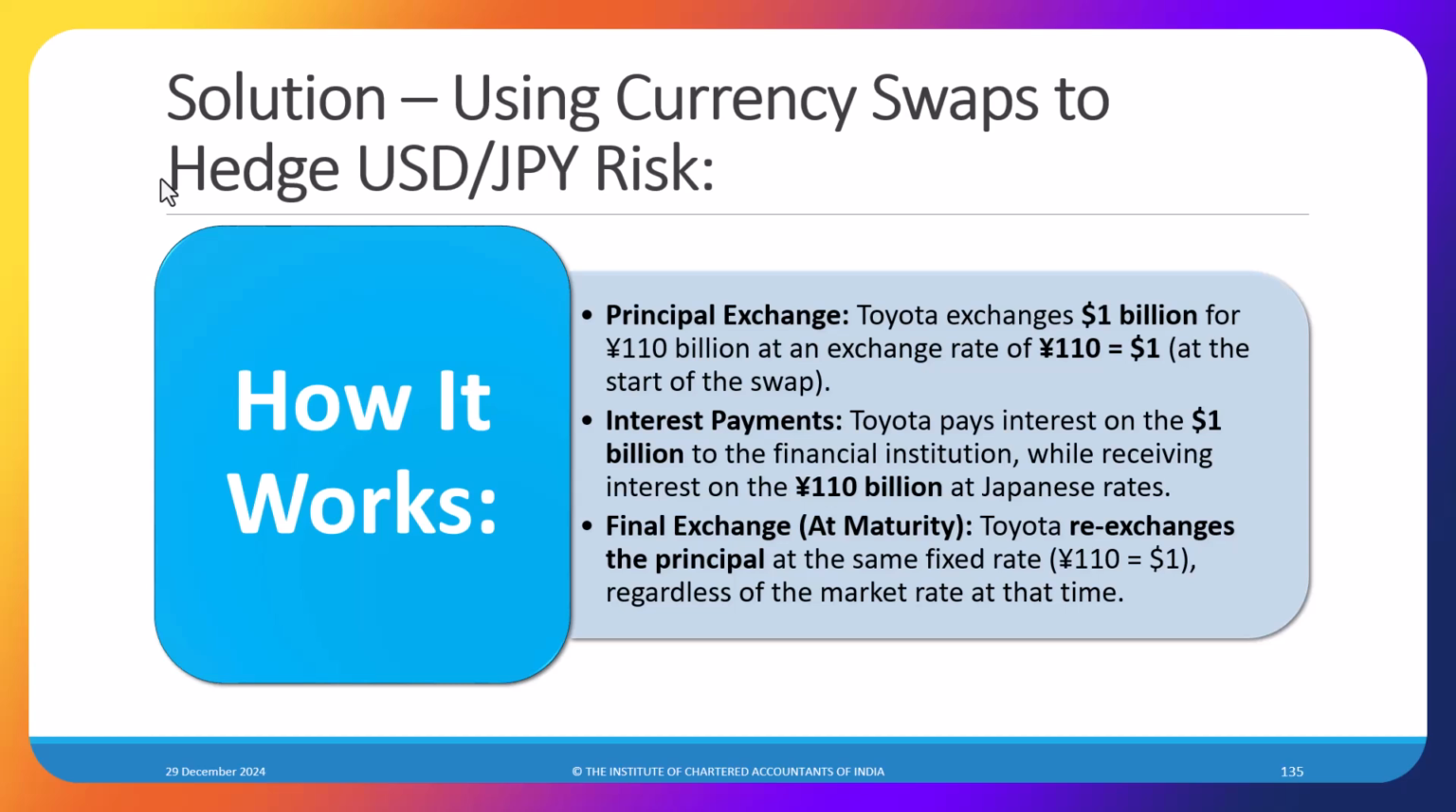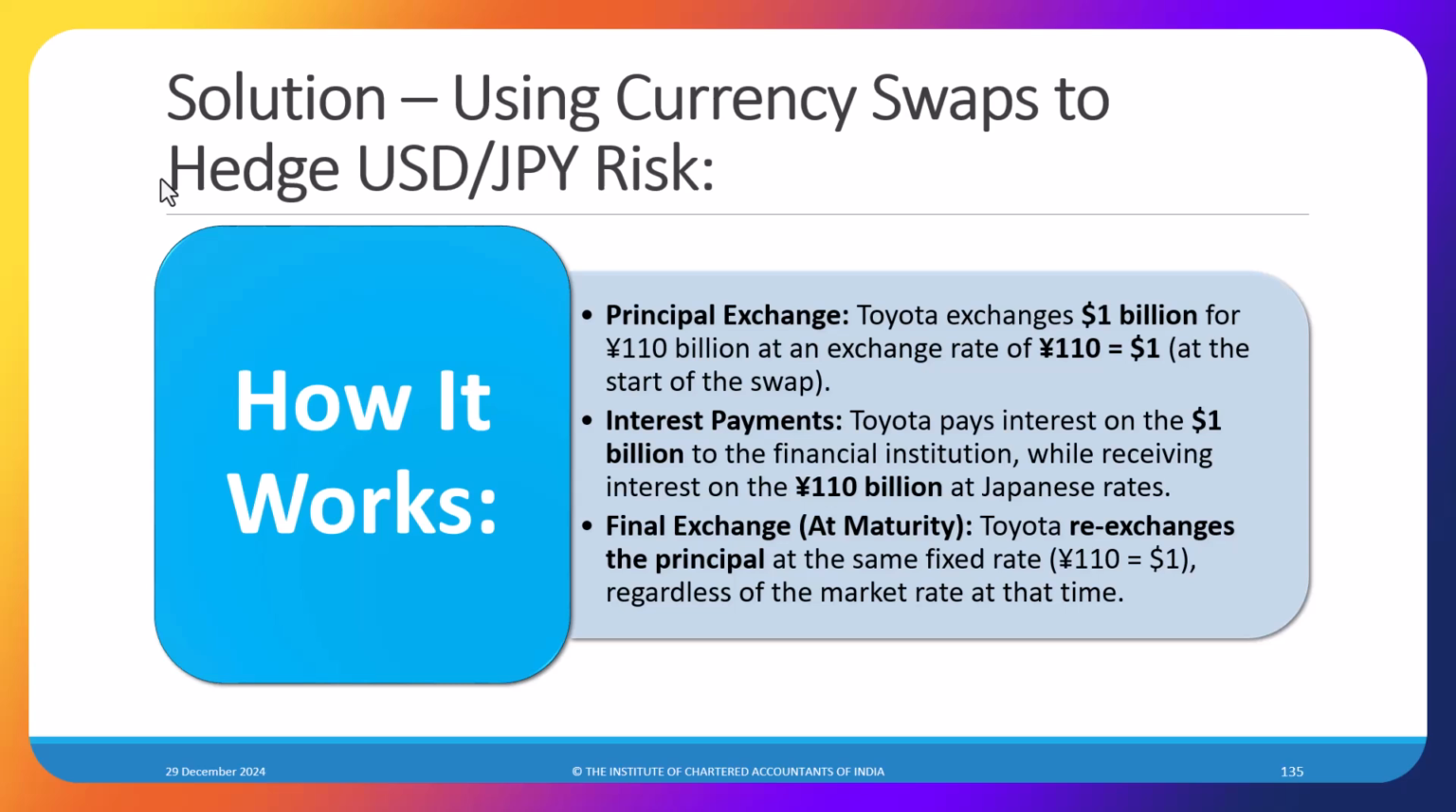Okay. Now since they have got this money from the bank, they have to pay interest at the US interest rate. Toyota pays interest on $1 billion to the financial institution while receiving interest on 110 billion yen at the Japanese rate. So they have brought the money into Japan right at the start of the swap. That money comes in Japan and they invest that money there and start earning. So on one side they are making a payment of interest, on the other side they are actually receiving interest.